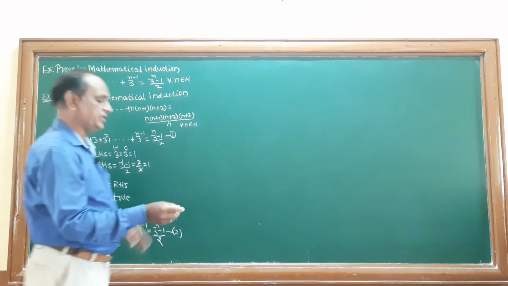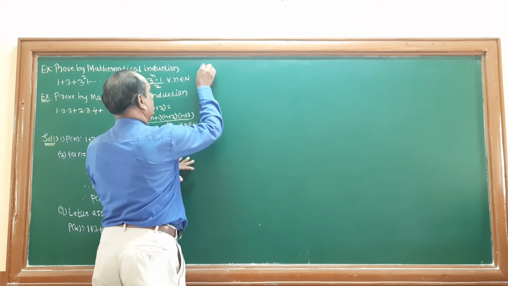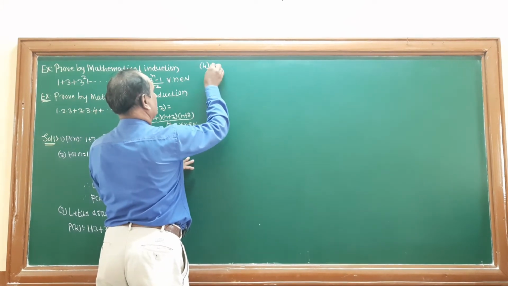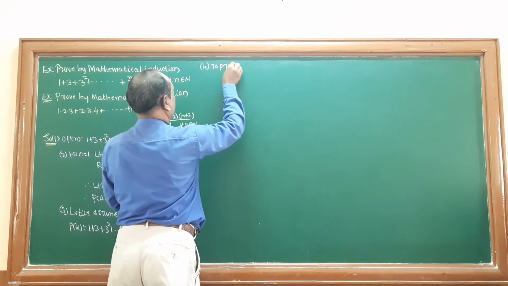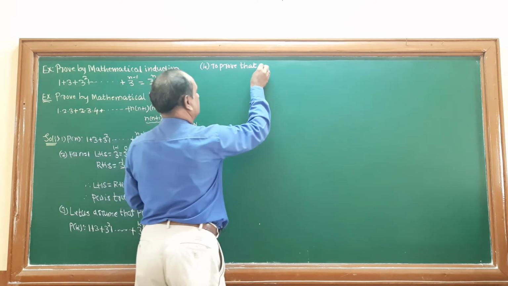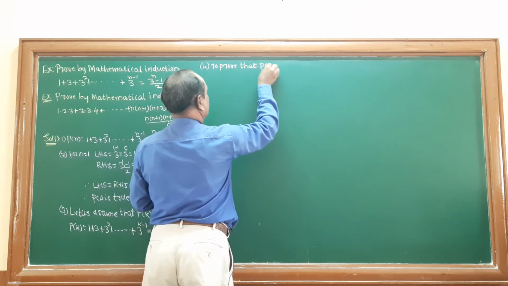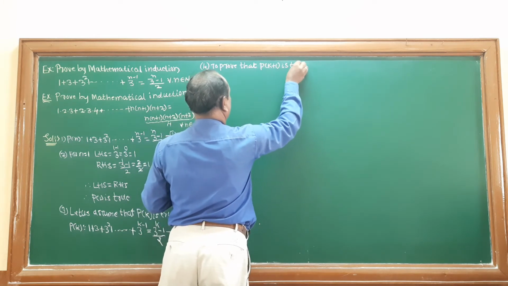Then come to the next important step, step number 4. In step number 4, we have to prove that P(k plus 1) is true.